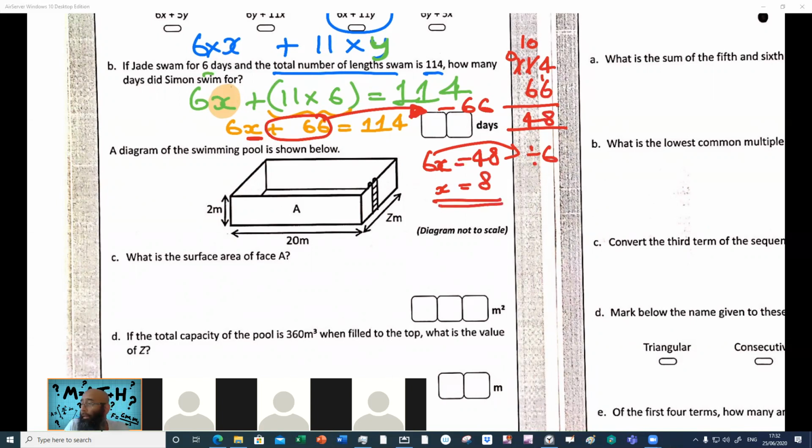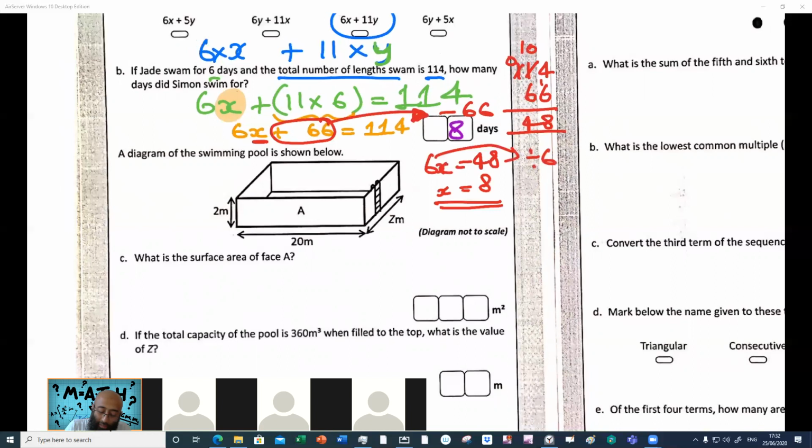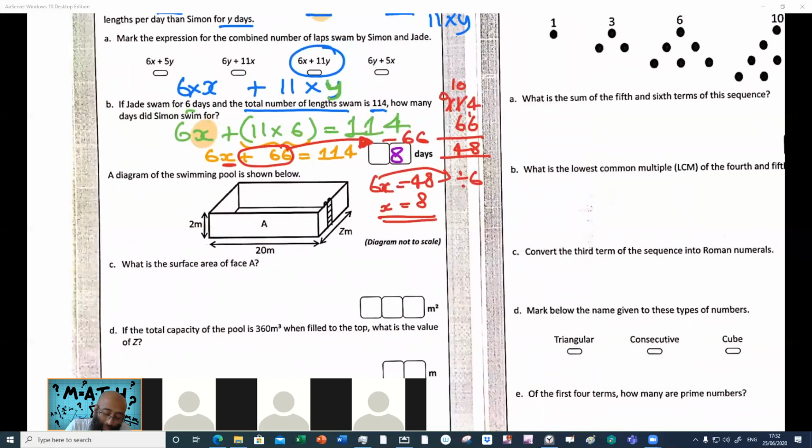8 days. So yes, that question was a bit lengthy. It did take a bit of time, but you have to understand that you're using this formula here, the formula that we said was the right formula. We start with that formula. We put in the value 6 from the question into the y part. Okay, done.